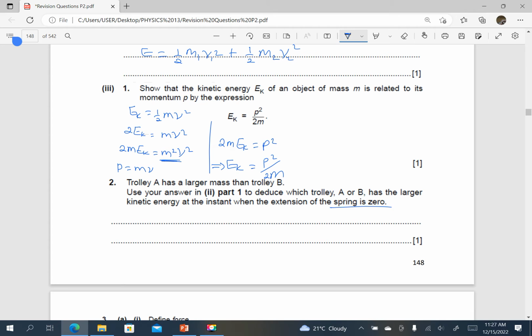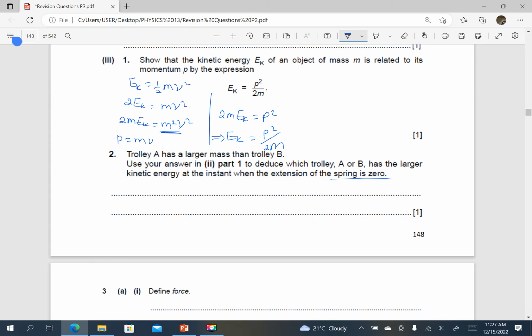Trolley A has a larger mass. Remember, momentum equals mass times velocity. Trolley A has a larger mass than trolley B. What does that mean? If B has a smaller mass and momentum is mass times velocity, remember, momentum must be the same. So B must have more speed, and therefore it should be having a greater kinetic energy.